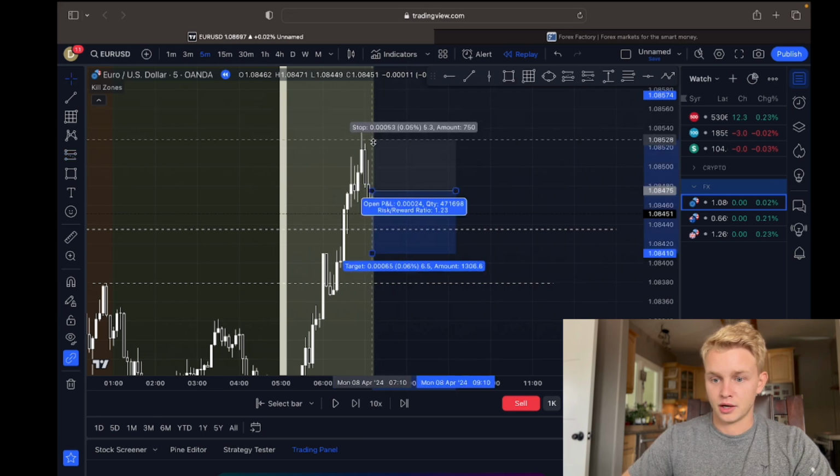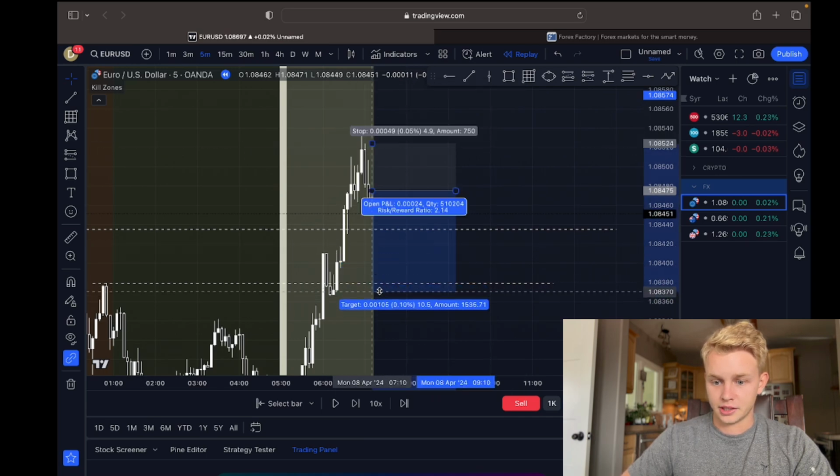I'll put the stop at the top of this wick there. And then a 1 to 2 is nice. You could trade right down to there, but we're just going to do the 1 to 2.